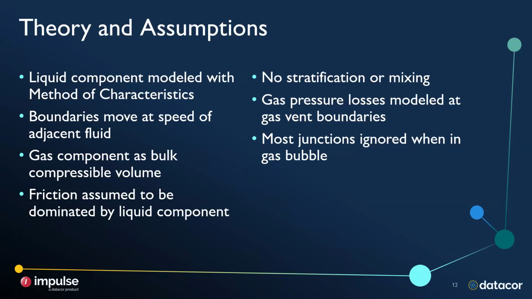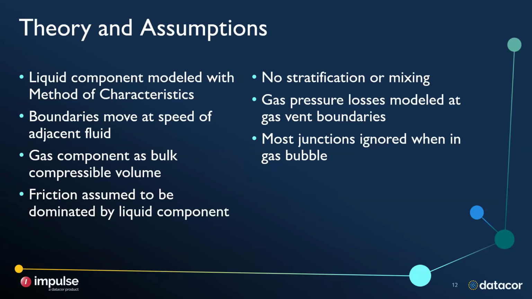There is no stratification or mixing, so you can't have a bubbly flow when an air valve opens. It's also assumed that the gas-liquid boundary is perpendicular to the pipe. The gas pressure losses are modeled, but only at the gas vent boundaries, not at interior junctions. So most of the junctions are essentially ignored when they're in a gas bubble.